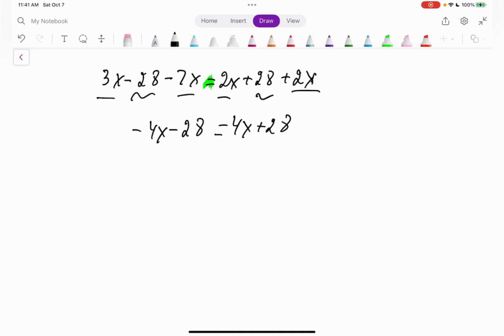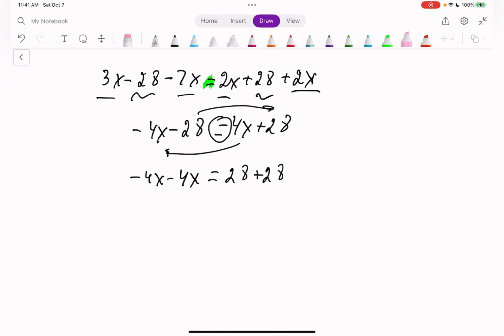Now I'm moving this 4x to this side, right? And negative 28, I'm moving to this side. So combine like terms. It's going to be negative 4x minus 4x because I moved over this equal sign. It's equal to 28 plus 28. This negative sign will become positive because I'm moving over the equal sign. So what do I get? Negative 8x is equal to 56. And I am dividing by negative 8, the coefficient of x, negative 8. This is gone. This is 1, this is 7. 56 divided by 8 is 7. So my x is equal to negative 7. Okay.